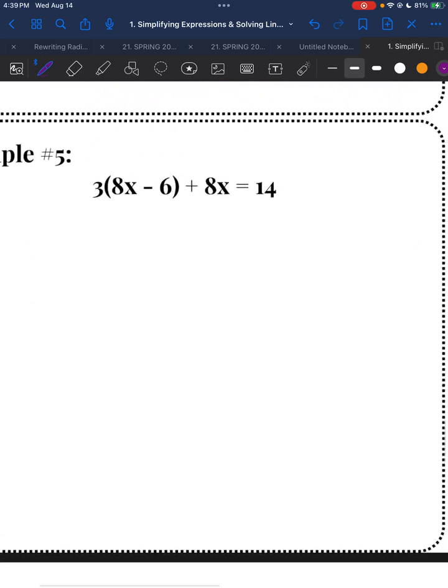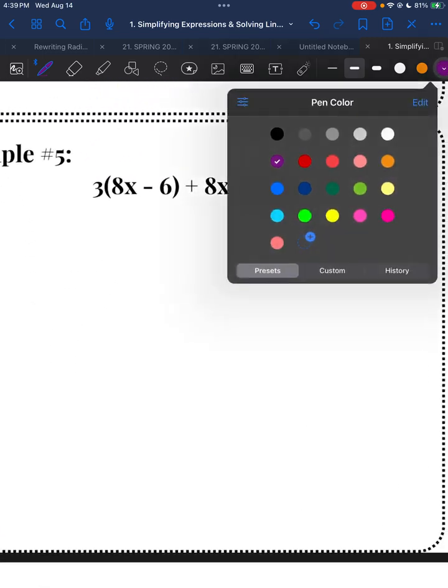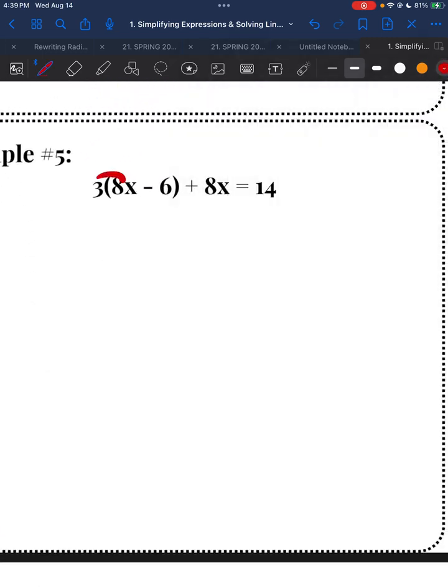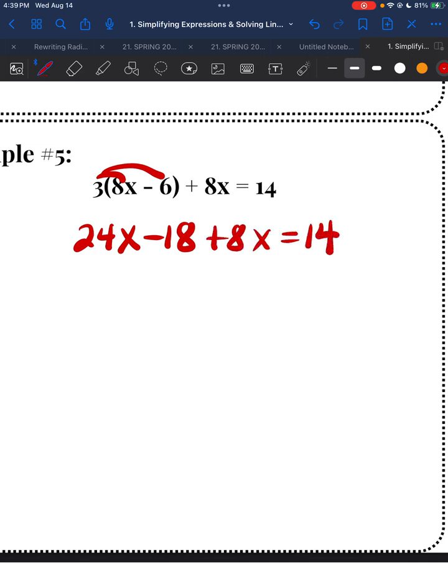Number 5, so we see parentheses, which means this is where we start distributing. That's the first thing you do. So we distributed 3 to the inside of the parentheses. 3, remember, this is multiplying. So 3 times 8x is 24x. 3 times negative 6 is negative 18. Bring everything else down. So distributing is your first step.